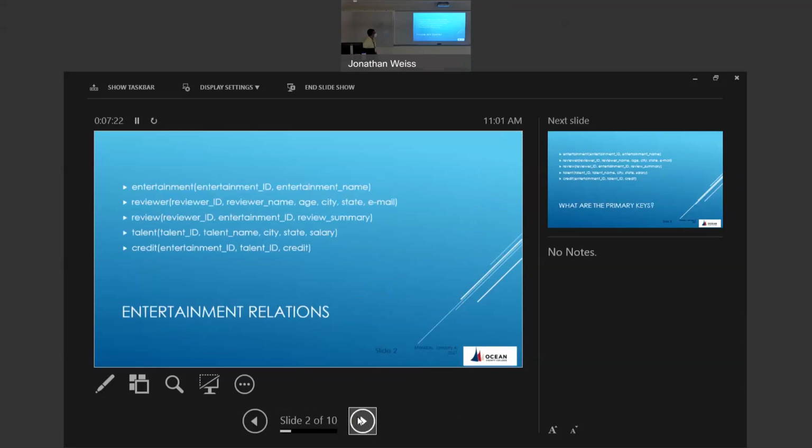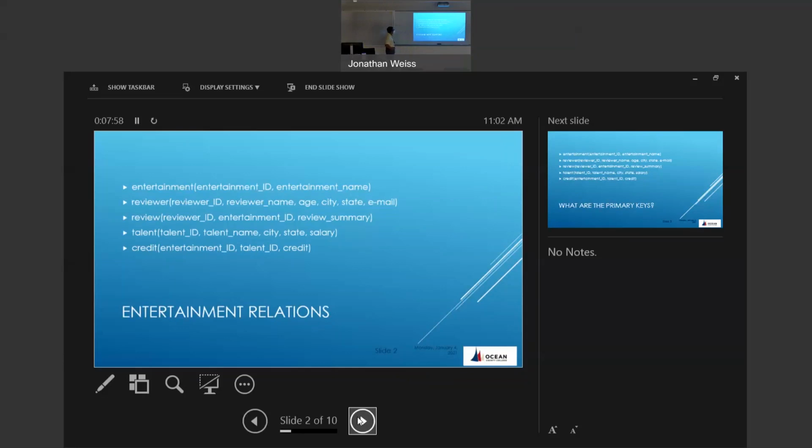But anyway, if you remember the homework assignment, we had these relations for our entertainment database. We had entertainment, which included an ID and an entertainment name. We had reviewer information that gave an ID for the reviewer, what their name was, their age, their city, their state, and their email. They would generate a review for the entertainment. So the review would refer to a reviewer ID and an entertainment ID, and it would give a summary of the review that reviewer gave to that entertainment.